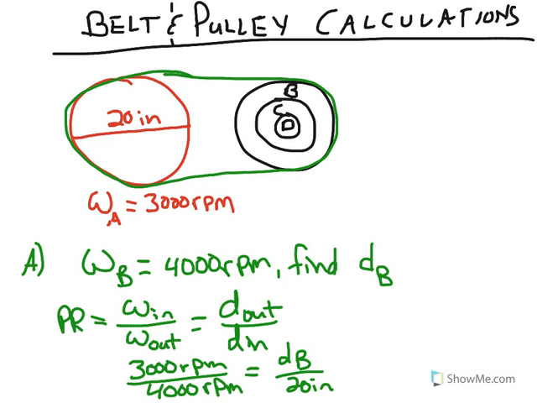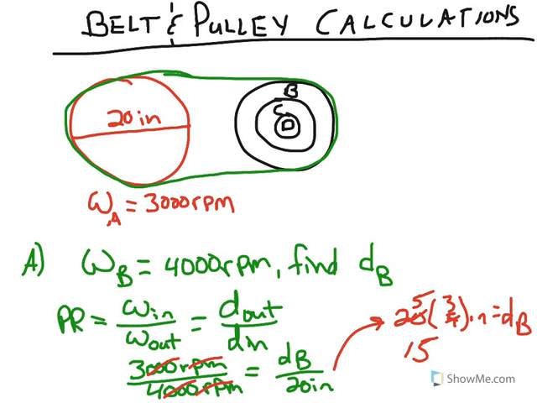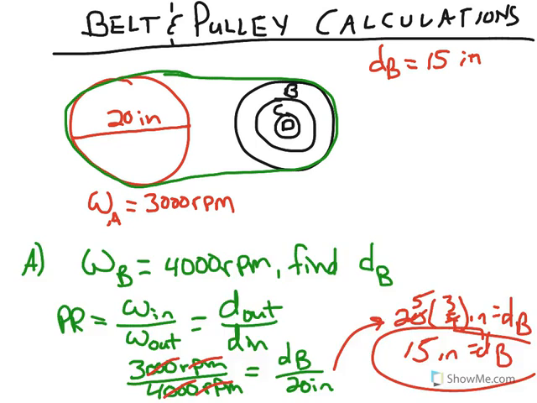Doing some simplifying here, we can cancel RPMs. We can divide the top and bottom by 1,000 and we get 3/4. So getting the diameter of B by itself, multiply both sides by 20, and you get 20 times 3/4, this is in inches now, equals the diameter at B. 4 goes into 20 5 times. 5 times 3 is 15. The diameter of B is 15 inches. Let me add that up here. And now let's erase A and let's go to the next question.